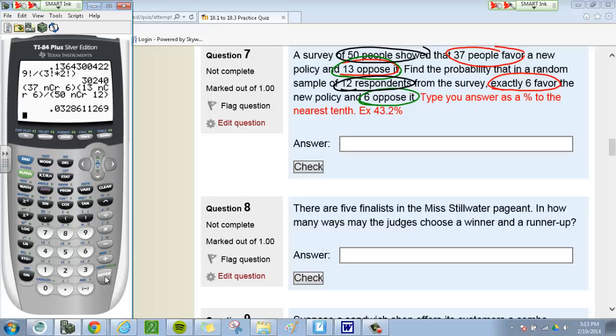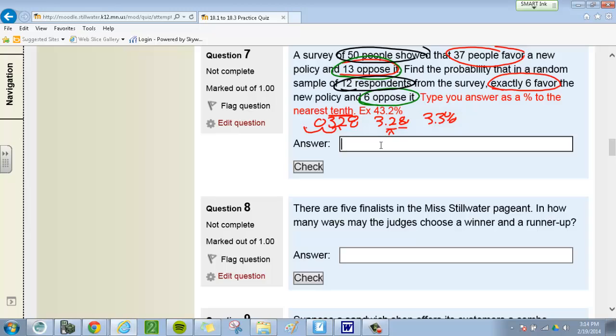We need to change that to a percent first. So I got 0.0328. Remember, to change it to a percent, we move the decimal over twice. So I got 3.28. It says go to the nearest tenth, so I'm going to look at the hundredths digit. The hundredths digit is an 8, which is 5 or more, so we're going to take this 2 and creep it up to a 3. So we really got 3.3% right there. Pump that in there. I'm going to put the percent sign because they showed it in the example.